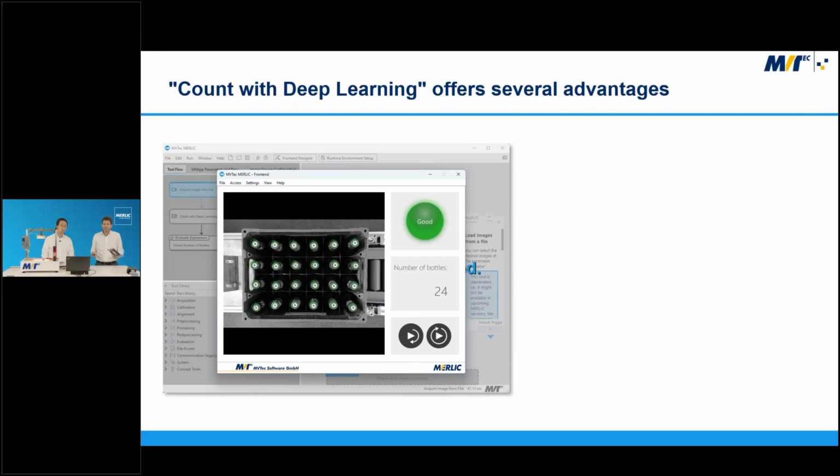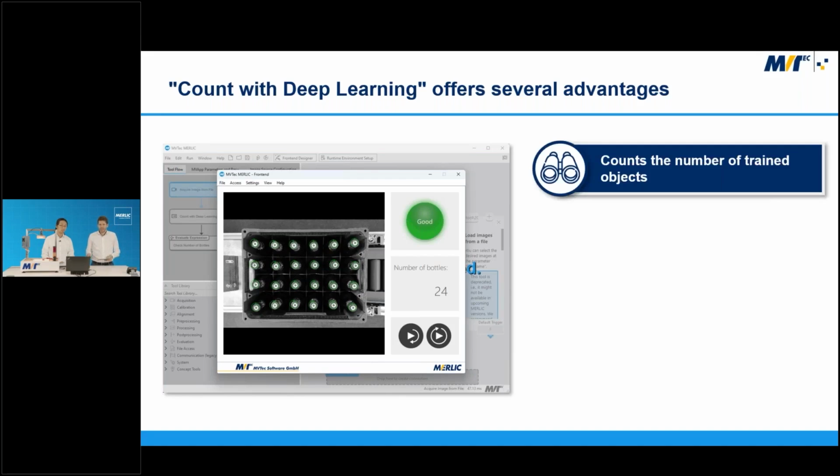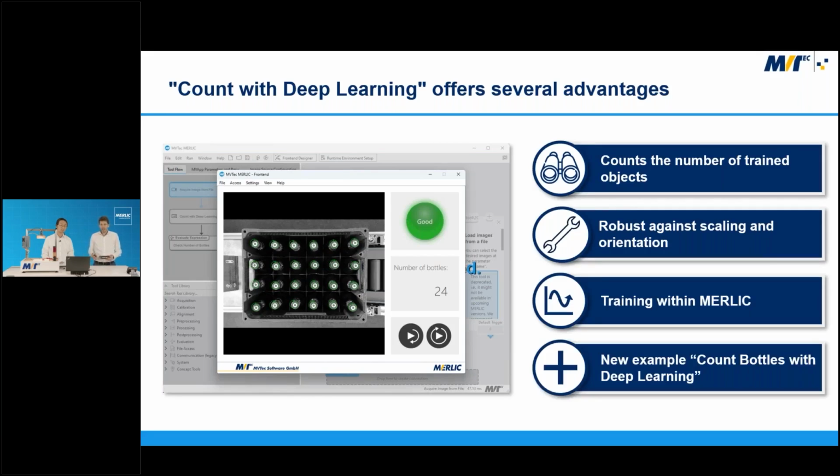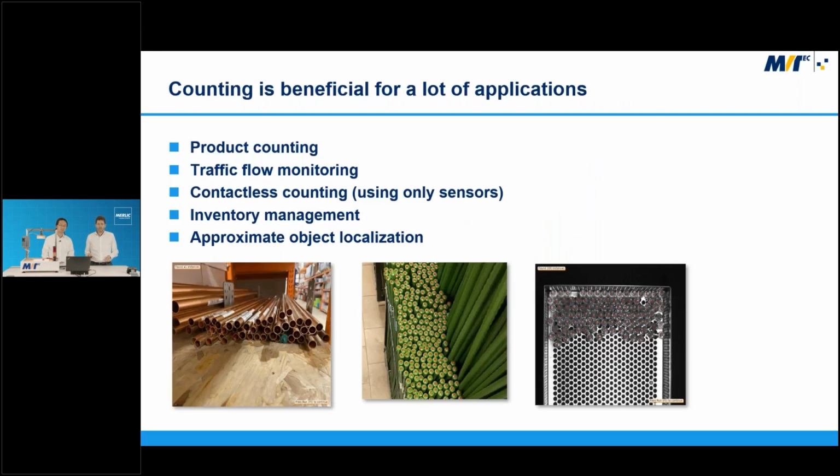Here are the advantages, because we have an example included, and this example explains how this tool can be used. So counting is beneficial for a lot of applications. Think about product counting, traffic flow monitoring, contactless counting, inventory management, and approximate object localization. So this new concept tool boosts your efficiency of object counting, particularly in scenarios involving deformable materials or bulk goods.